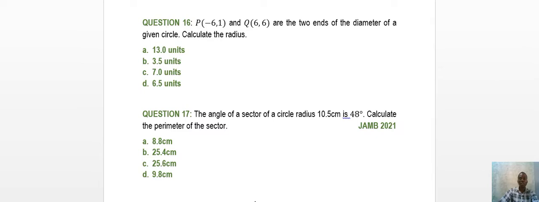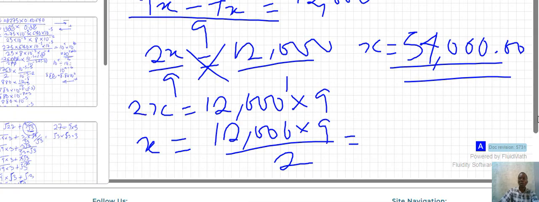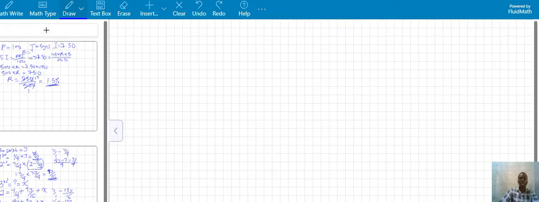There is a formula for that. I'm going to tell you more about that. So let's go straight to the board. We are going to look at the diameter of a circle. Remember, we are given 2 points. The first point we are told is point P, and it is what?